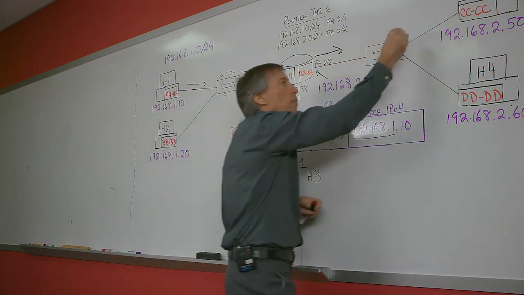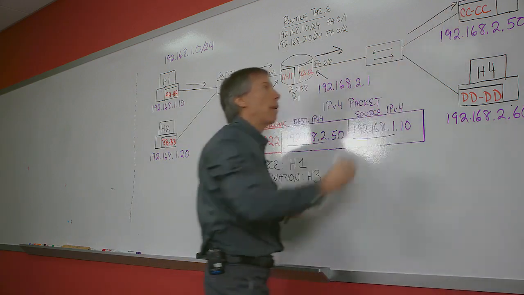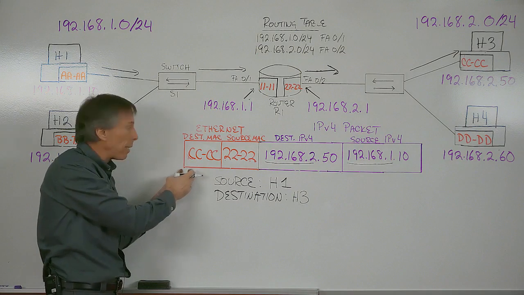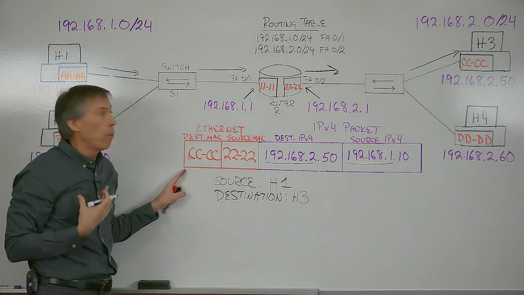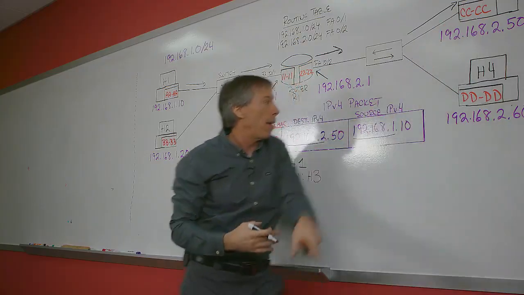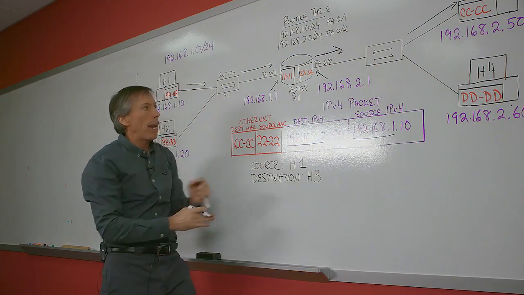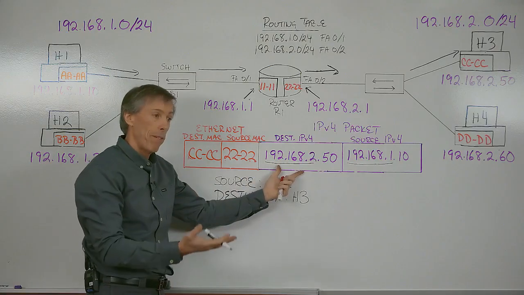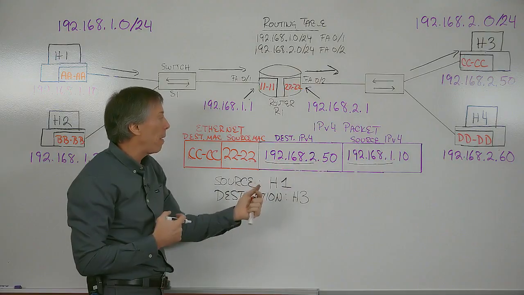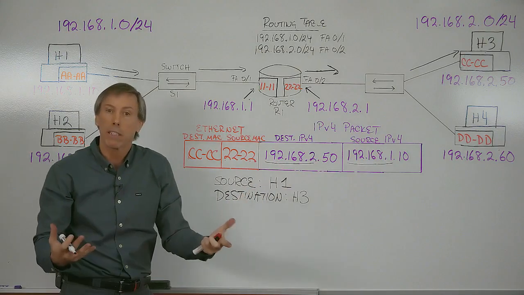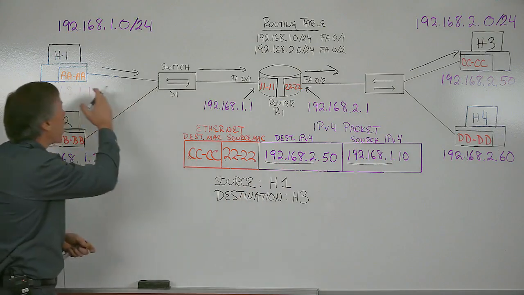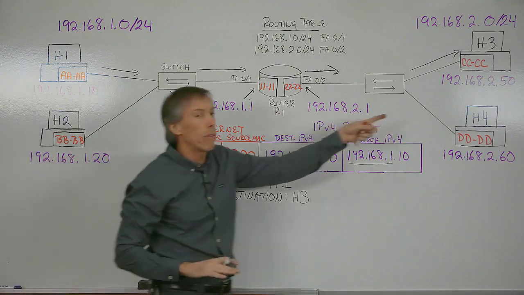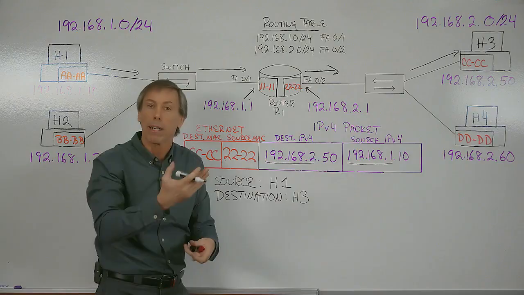The switch forwards that on to H3. It says, yes, the destination MAC address is the MAC address of my NIC card. This Ethernet frame is for me. It receives the packet. It says, yes, that IPv4 address is my IPv4 address. And that's how a packet is sent from H1 to H3 across different networks.